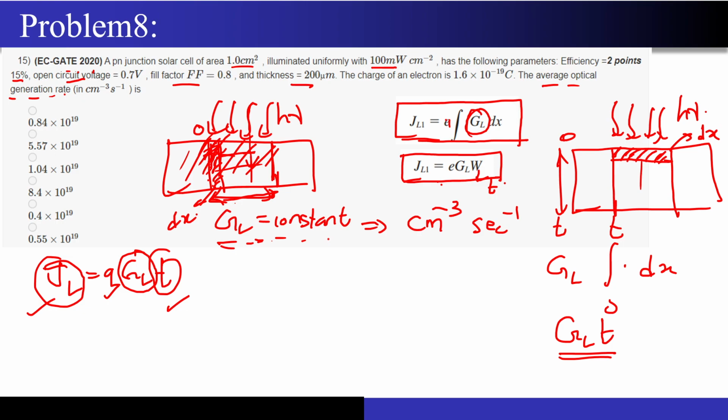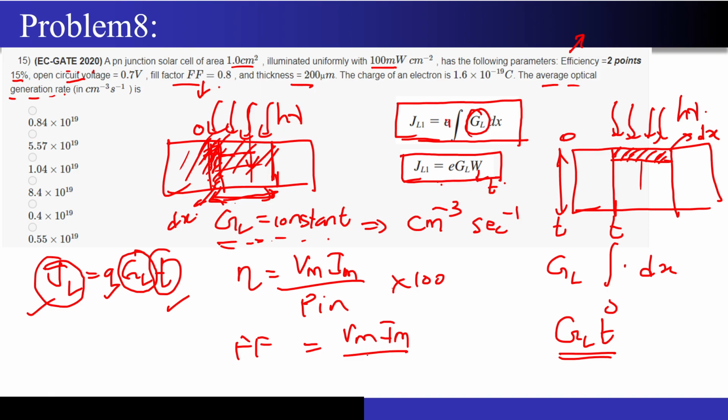So now we have been given many equations over here, and we will be using all these equations. The first thing that they have given us is the efficiency. The second thing that they have given us is the fill factor. If I write the equation for the efficiency, it is nothing but Vm into Im divided by Pin into 100, correct? The fill factor is nothing but Vm into Im divided by ISC into VOC, correct? So this is what I know.